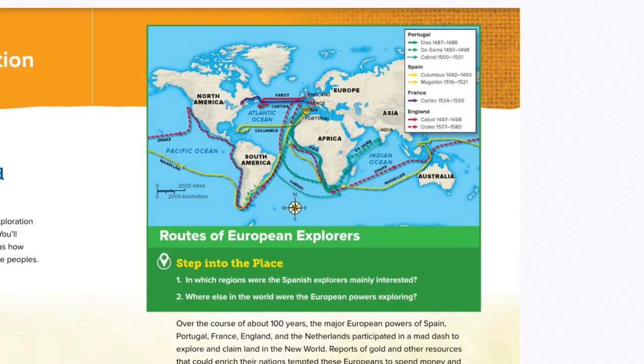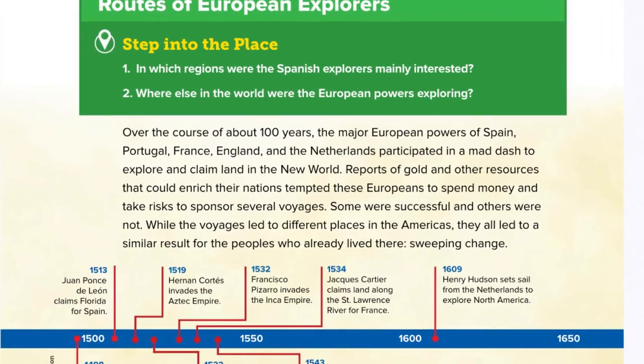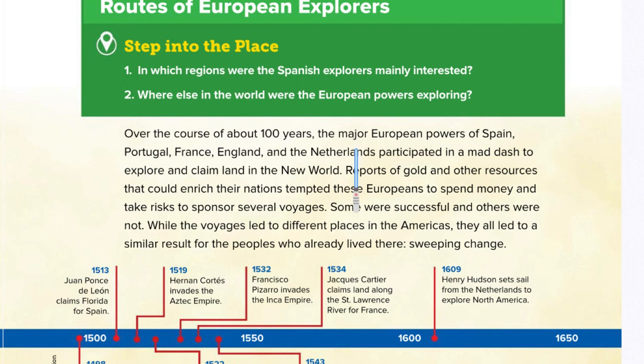Okay, let's take a look at other parts of this page. Over the course of about 100 years, the major European powers of Spain, Portugal, France, England, and the Netherlands participated in a mad dash to explore and claim land in the New World. Reports of gold and other resources that could enrich their nations tempted these Europeans to spend money and take risk to sponsor several voyages. Some were successful and others were not. While the voyages led to different places in the Americas, they all led to a similar result for the people who already lived there: sweeping change.